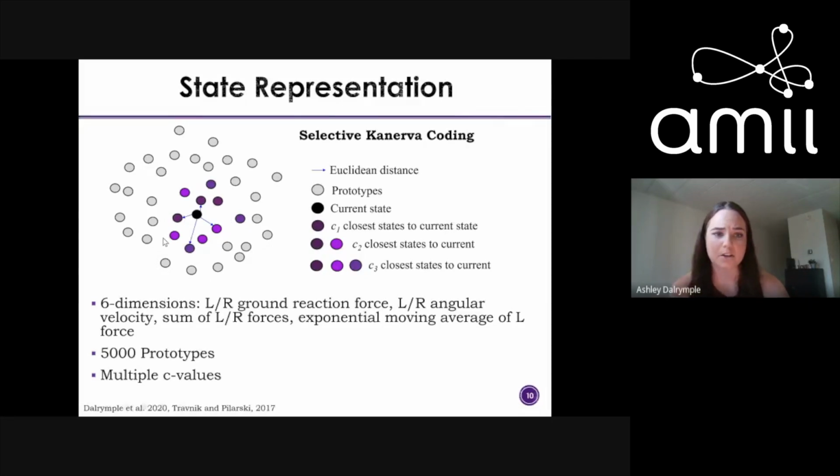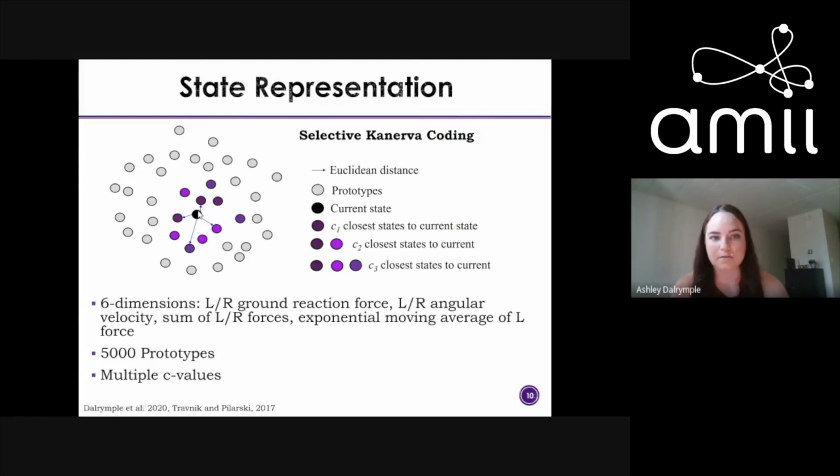So what we did is we actually chose 6 different sensor signals to represent our state. So it was 6-dimensional, and that was made up of the left and the right ground reaction forces, the left and the right angular velocity from the gyroscope, the sum of the 2 forces, as well as the exponential average of the force produced by the limb that's moved by the person. And so we randomly distributed 5,000 prototypes in the 6-dimensional space and kept that constant throughout all experiments.